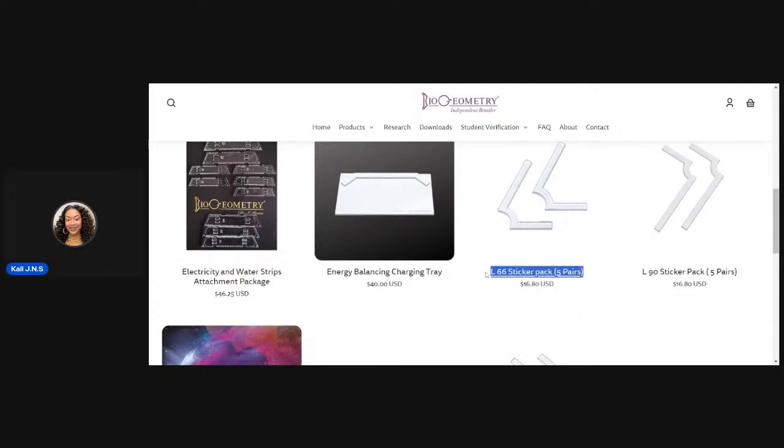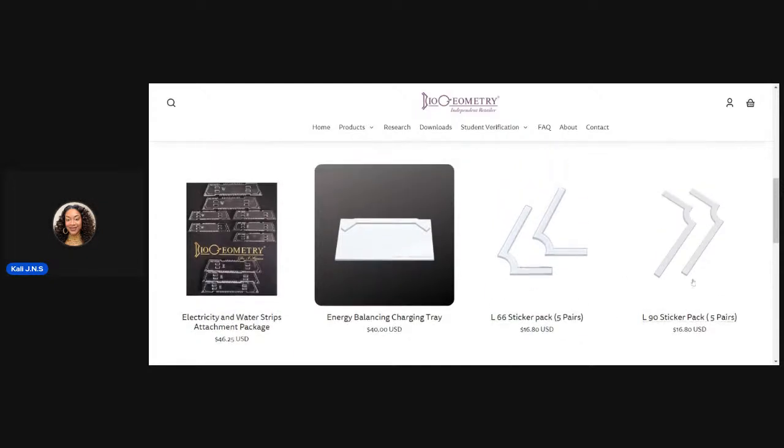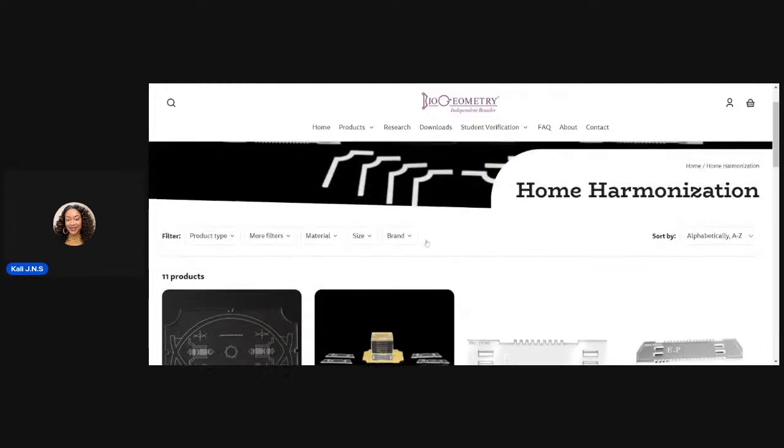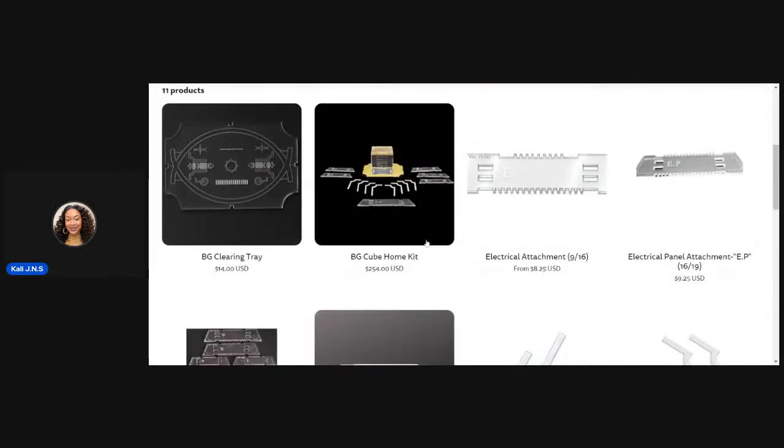And then these stickers, these L90, are also balancing out the vertical negative green. You put that on your cell phones. You put that on the Wi-Fi router boxes. You put the L90 sticker on the Wi-Fi box. Okay, I got a water attachment. So there are different solutions. It's not all like, oh my gosh.